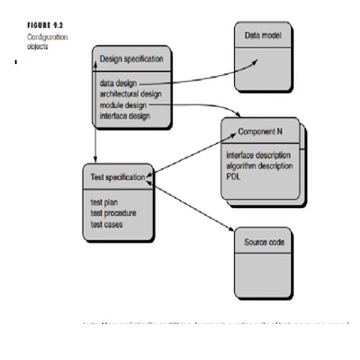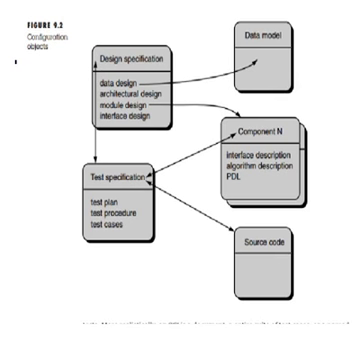The configuration objects are design specification, data model, component N, source code, and test specification. Each is defined separately. However, each of the objects is related to others as shown by the arrows.